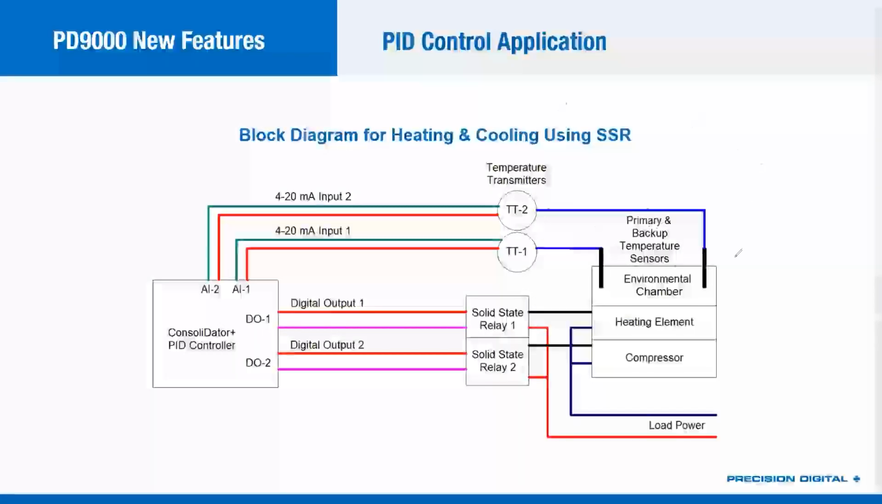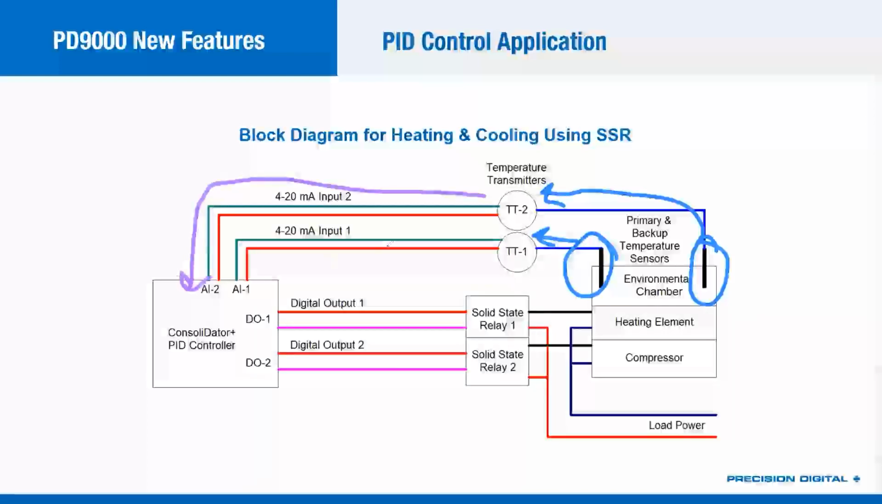Now, if you want to get a little more complicated, that's possible here. This is an environmental chamber where they had 2 temperature probes, a primary and a backup. They weren't actually averaging on this one. Again, each one of those went into a temperature transmitter. The temperature transmitter then sent the 4 to 20 milliamp signal into the ConsoliDator Plus. And in this case, again, the idea was not to average. That's usually what you see.